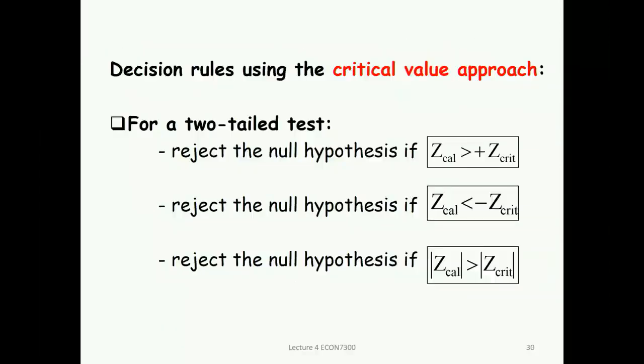Then if it is greater than the critical value, and this is the example I gave you, 2, minus 2, or absolute value, you don't care about the negative values. What I am doing is the critical value approach. There are two approaches: the critical value approach and the p-value approach. We will come to the p-value. This is a critical value.